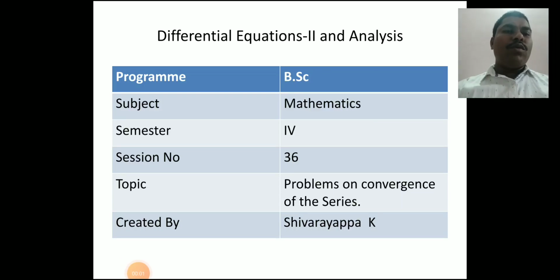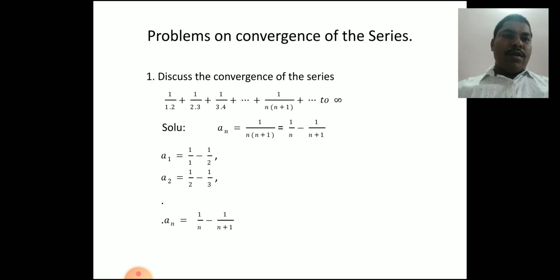Now to discuss problems on convergence of the series. The first problem is to discuss the convergence of the series 1 by 1 into 2 plus 1 by 2 into 3 plus 1 by 3 into 4 plus up to nth term, which is 1 by n into n plus 1, plus up to infinity. The solution for this series: here an is equal to 1 by n into n plus 1. So that means the nth term.